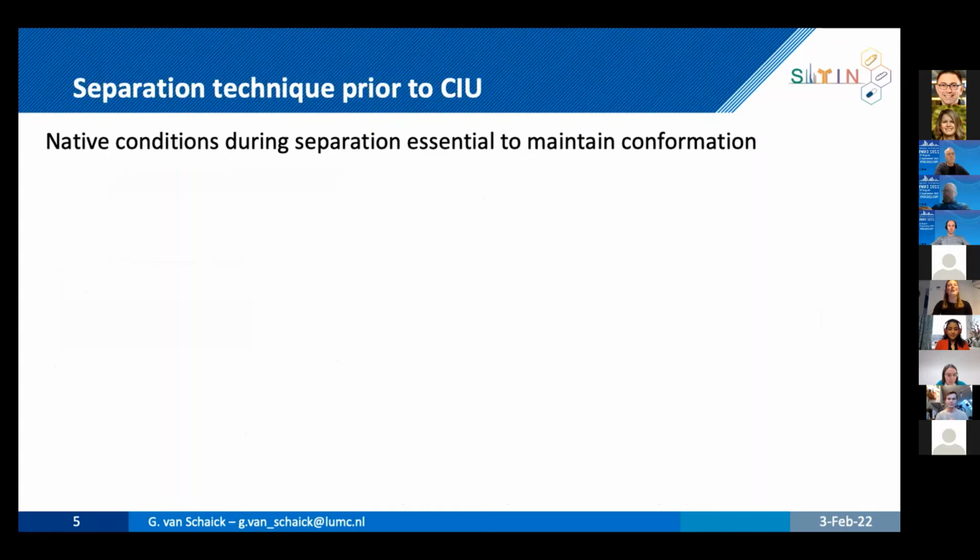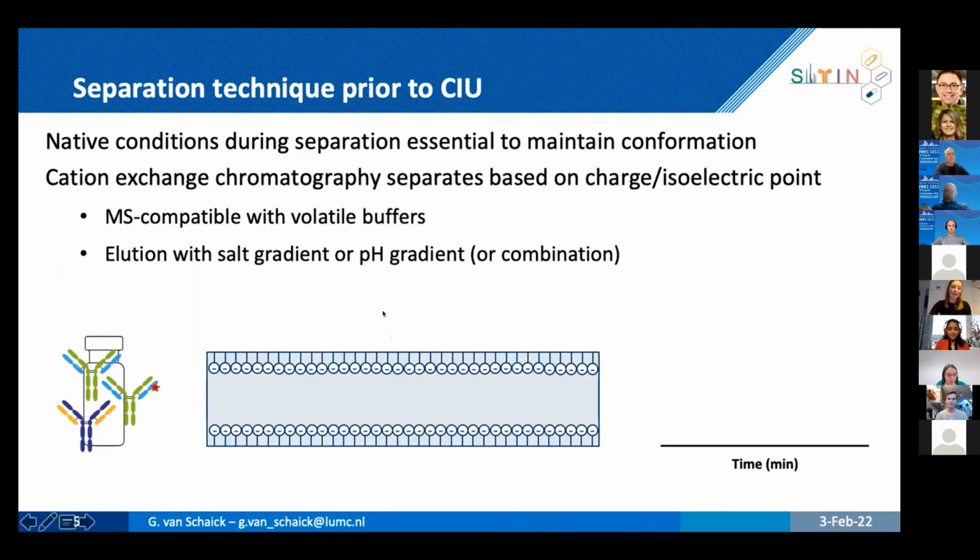So first of all, it was very important to select a liquid chromatography mode that has native conditions. Since we want to maintain or measure the conformation of proteins, we cannot induce any denaturation of the proteins during separation. Since monoclonal antibodies are known to have quite some charge variance, we chose cation exchange chromatography to separate based on charge or isoelectric points. And you can make this method MS compatible by using volatile buffers such as ammonium acetate.